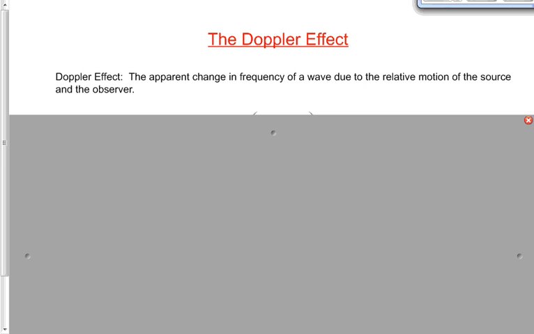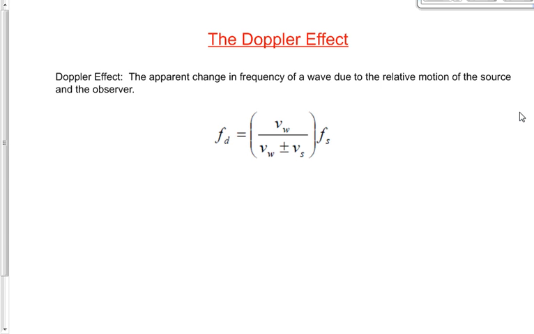Well, how do we predict what effect is going to be? Beyond it's going to be a higher pitch or lower pitch. How much higher? How much of a lower pitch? Well, we have an equation. And I told you this is the last thing that we do in this unit and this year. The bad news is the last equation that we do looks kind of ugly. fD is equal to vW over vW plus or minus vS times fS. Good news, last equation we do this year. Bad news, it's a doozy.